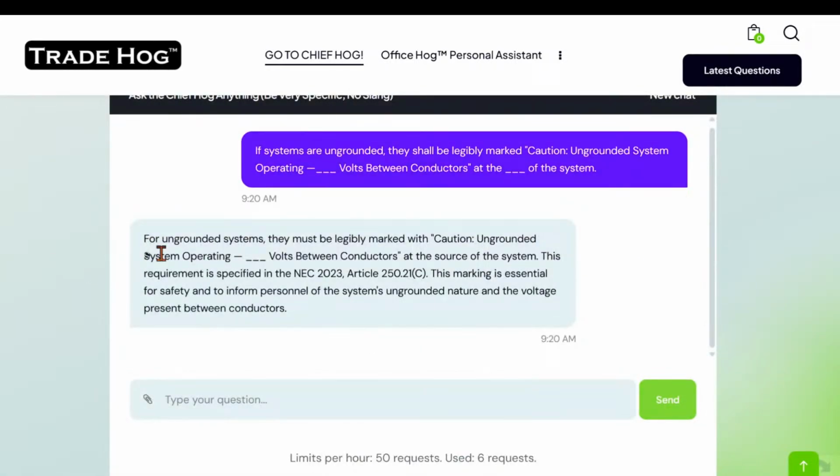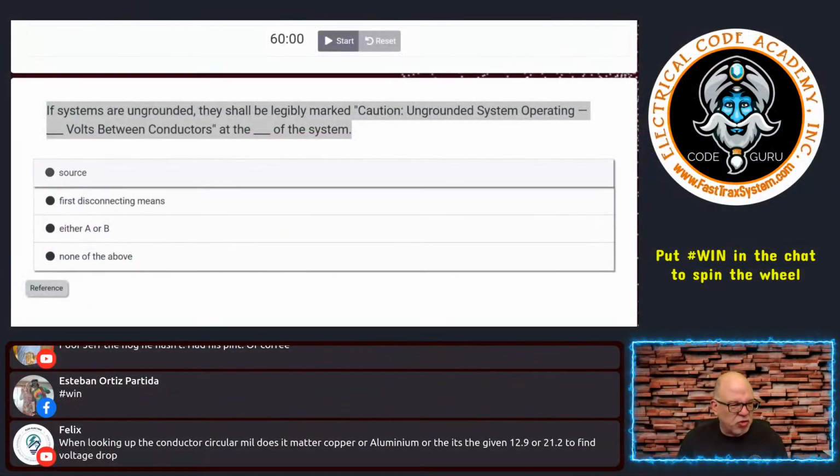Okay. It says, for ungrounded systems, they must legibly be marked with caution, operating at blank volts between conductors at the source, yada, yada. So let's see, at the blank of the system, at the source of the system. Okay, so we got that right. That tells us it's source. And then let's see, where else is the... Okay, so it says source. So let's go back to the question real quick. So we have an option of source.